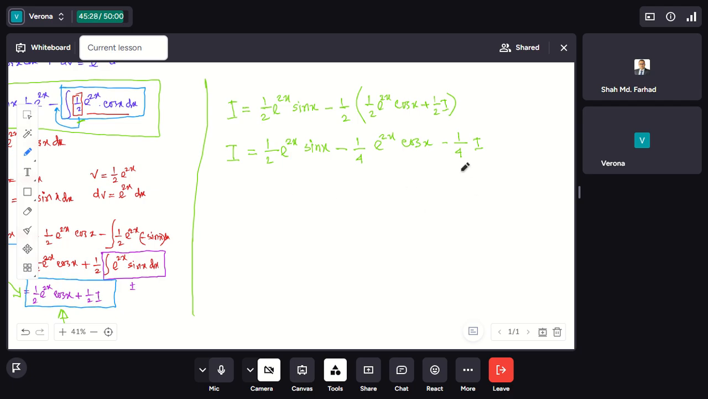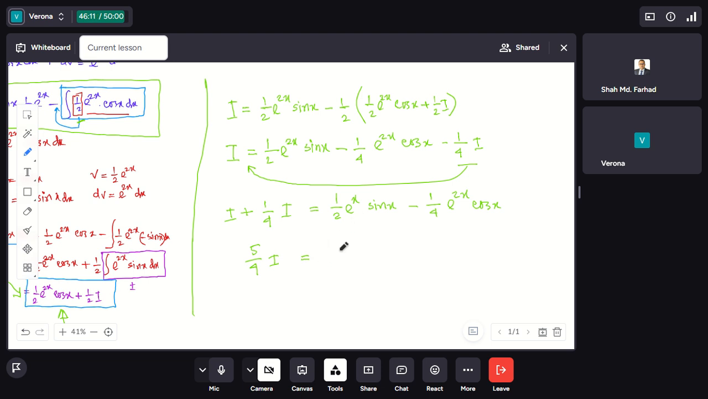So now just take this term to the left, then we will have I plus 1 over 4 I equals 1 over 2 e power 2x sine x minus 1 over 4 e power 2x cosine x. So the value of this here we will have 5 over 4 I, right?